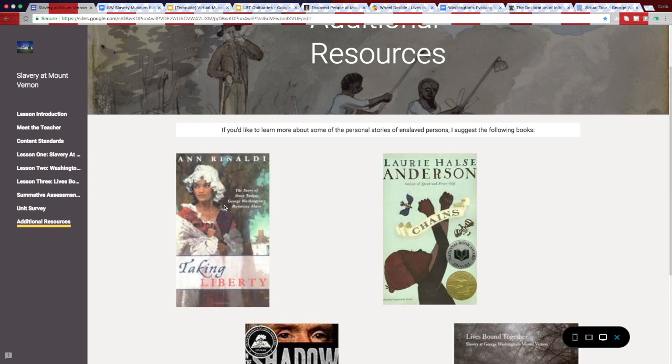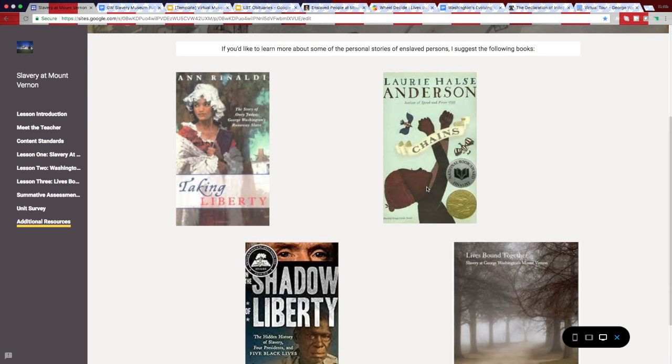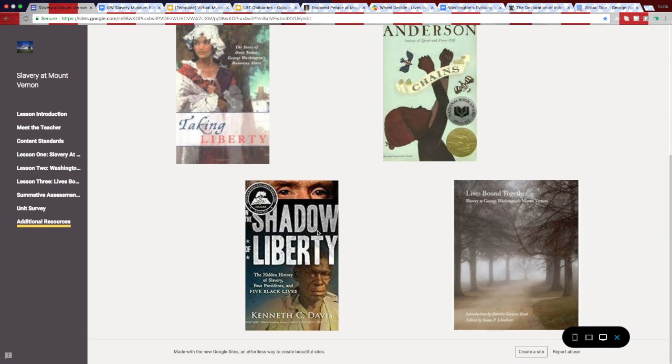Taking Liberty, which tells the story of Oney Judge, very interesting. Chains, which is historical fiction, but it does a great job of showing what the life of an enslaved person was like during the American Revolution. Kenneth Davis's Shadow of Liberty: The Hidden History of Slavery, 4 Presidents and 5 Black Lives, and last but not least, the Lives Bound Together book, which tells the story of those enslaved people at Mount Vernon. And there are some essays by historians on the issue.